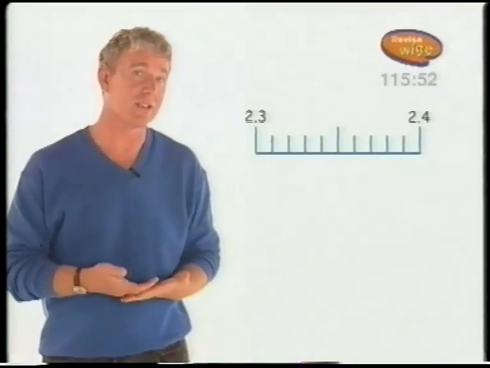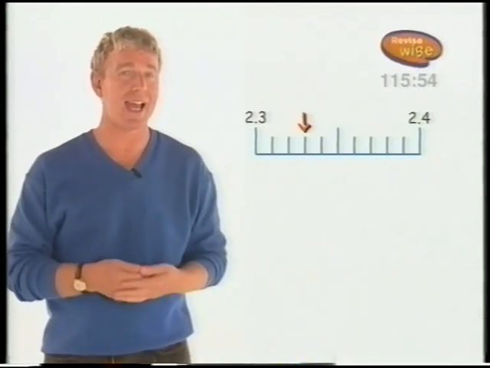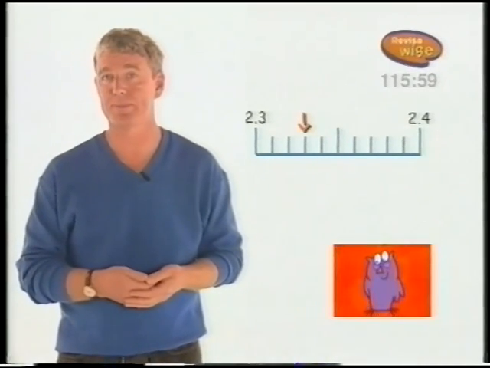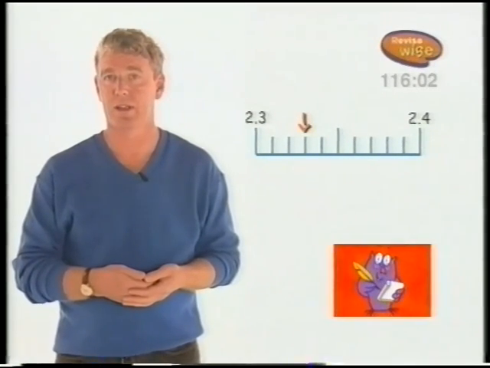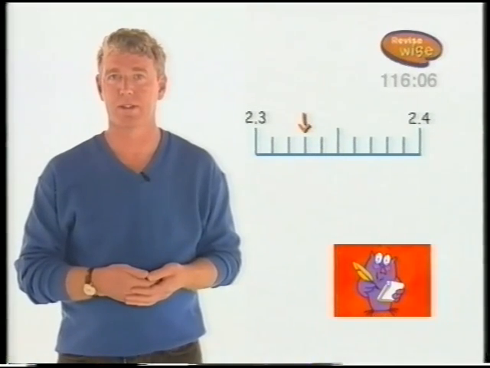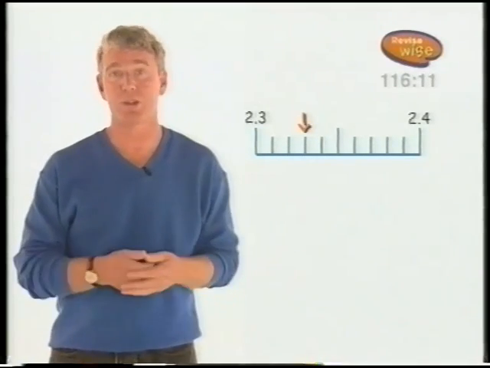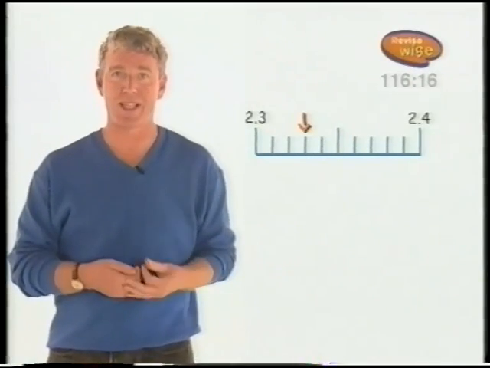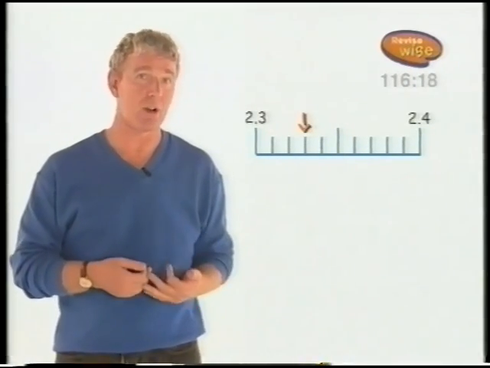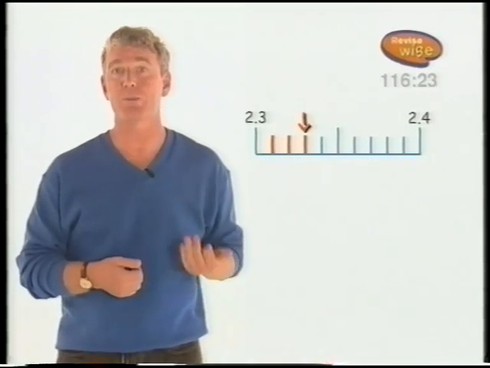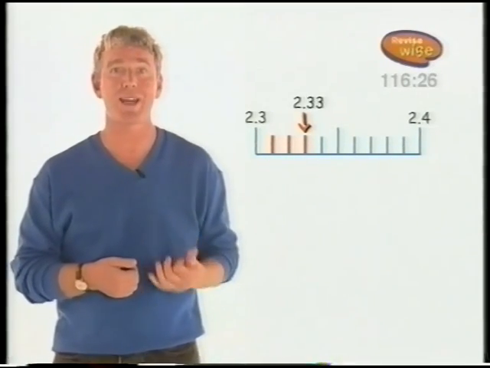Look at this scale. What number is shown by the arrow? There are 10 small divisions between 2.3 and 2.4, so each one must represent 1/100th. The arrow is pointing to 3/100ths more than 2.3, so it's pointing to 2.33.